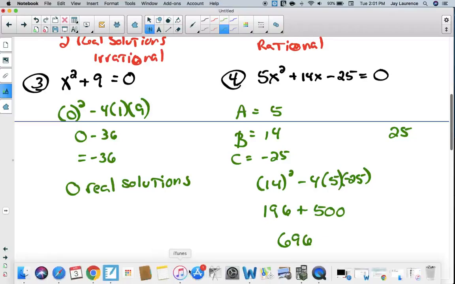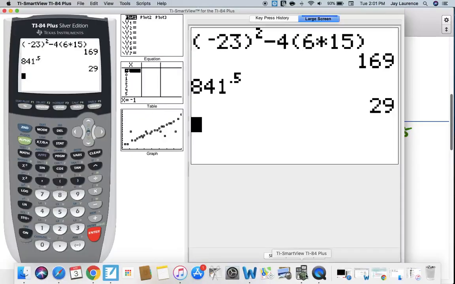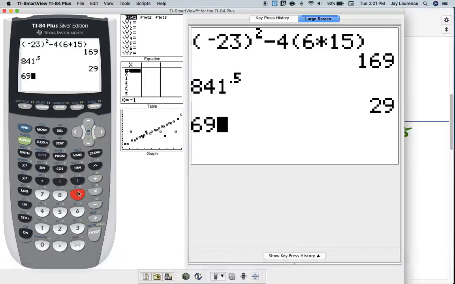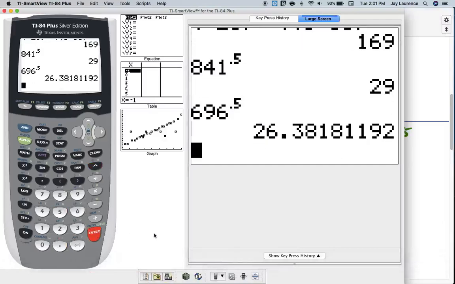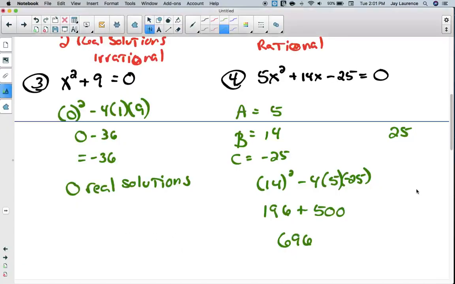I don't know if that's a perfect square, but I got a feeling it might be like 26. Let's check. 696, and we're going to raise it to the 1/2 power. Oh, it's not. It's close to 26, but not exactly. So this will have two real solutions, but they will be irrational numbers, okay? So you're going to check the discriminant.